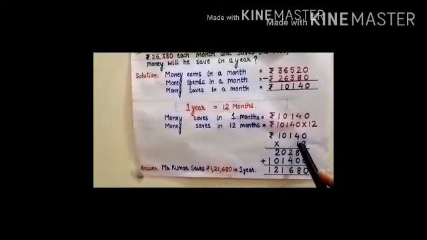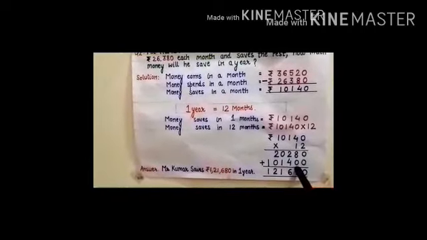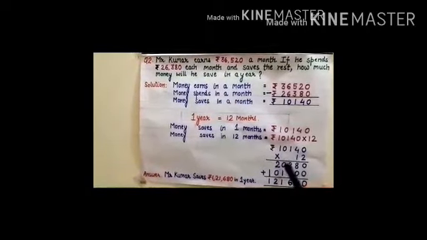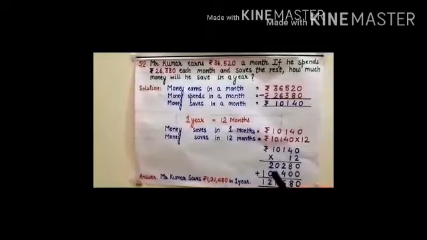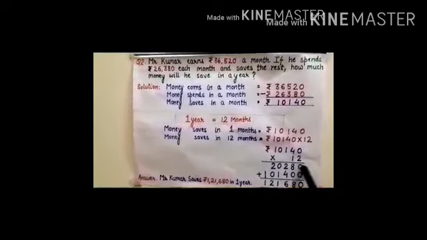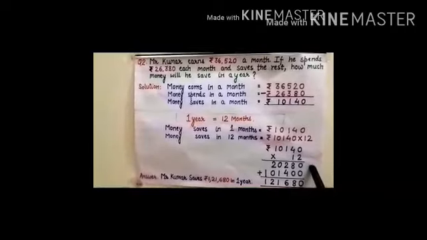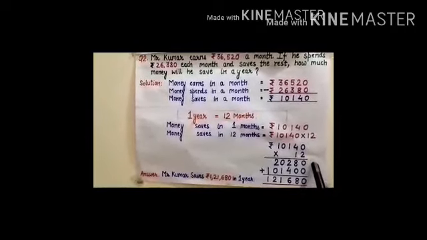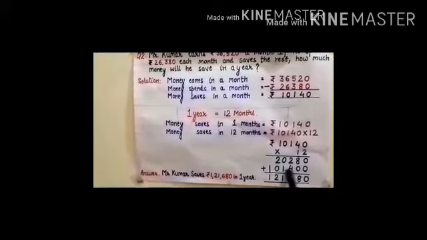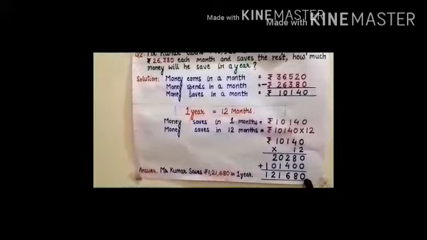So now let's start. 1 into 0 is 0. 1 into 4 is 4. 1 into 1 is 1. 1 into 0 is 0. And 1 into 1 is 1. So here you get both your partial products, by ones place and by tens place. After getting both the partial products, you add them together and you will get your final answer.